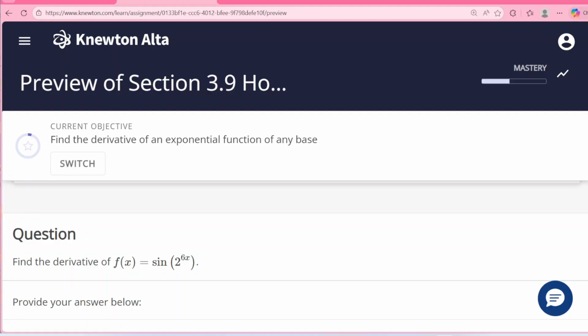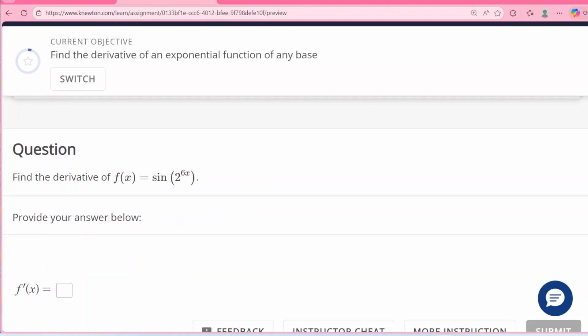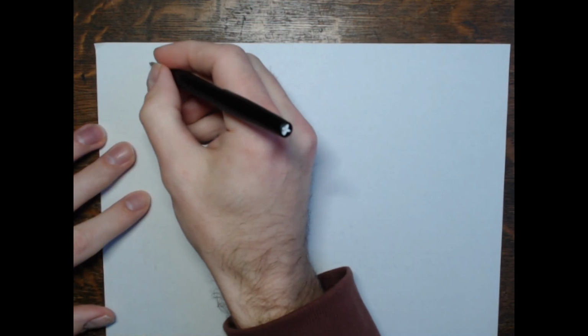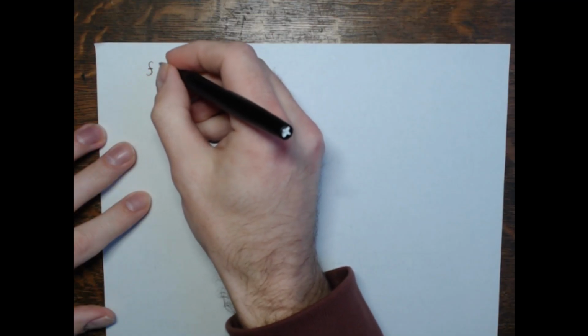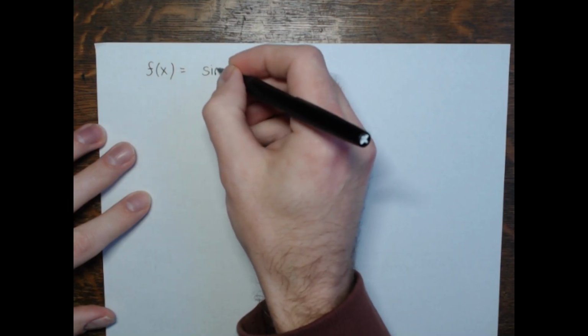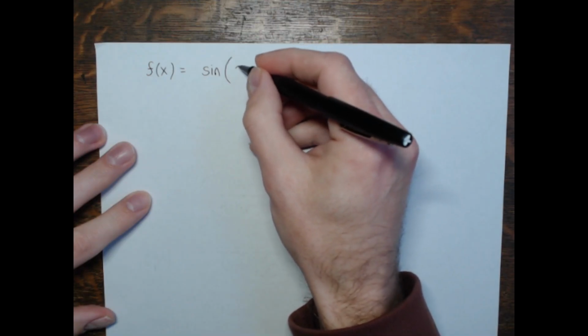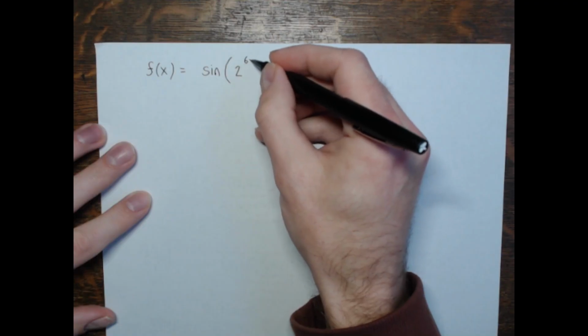So this one, you got another composite, right? So it's the sine of something, but that thing inside there is an exponential with a base 2. So I'm going to be using the chain rule here as well. So given f of x equals the sine of, and then an exponential, 2 to the 6x power.